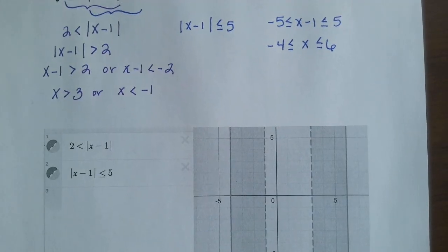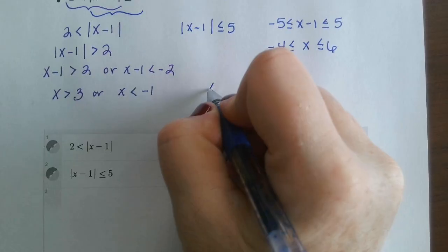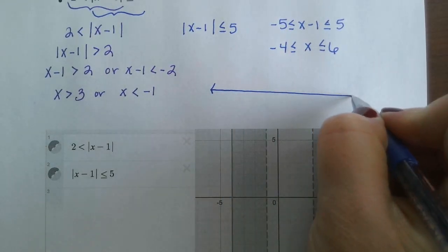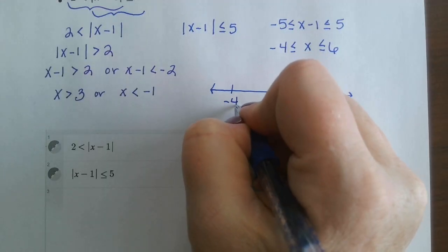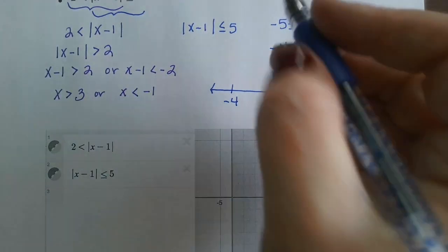Let's put this on a graph, and I'm going to put my numbers from least to greatest. So the smallest number I have is -4. This can be included.